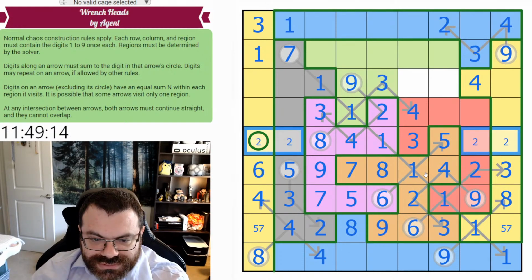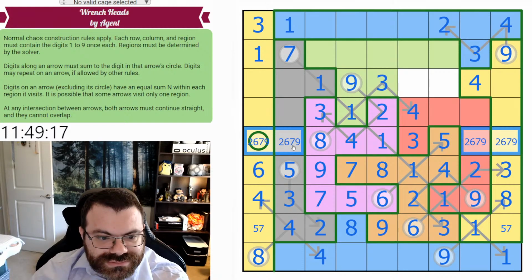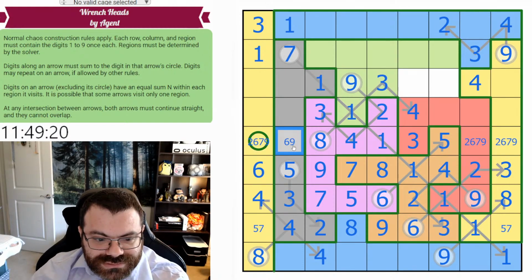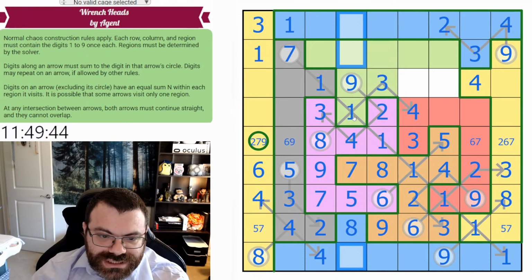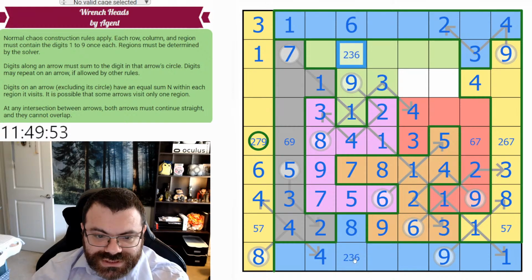Let's see. 2, 6, 7, 9. This column needs a 2, 3, and 6. This can't be 2 or 3, so it's a 6. 3 is already in green, so that's the 2, that's a 3.